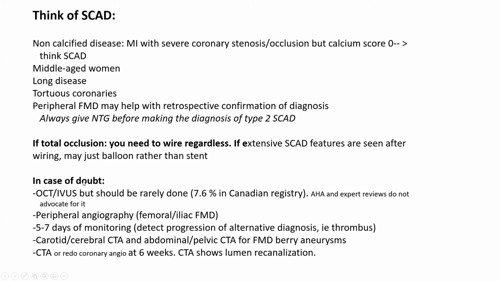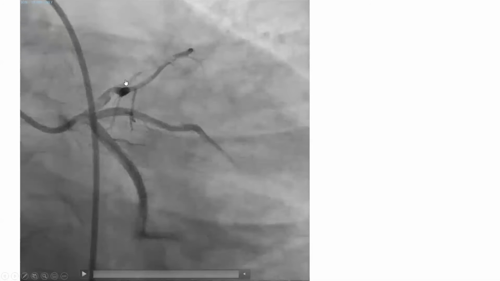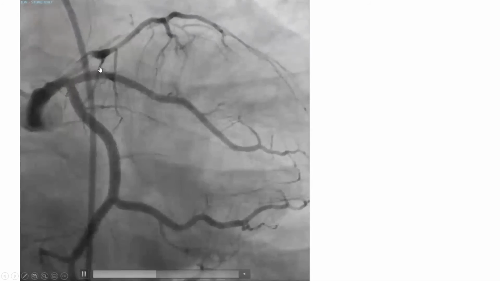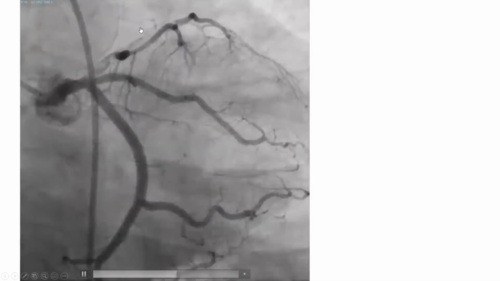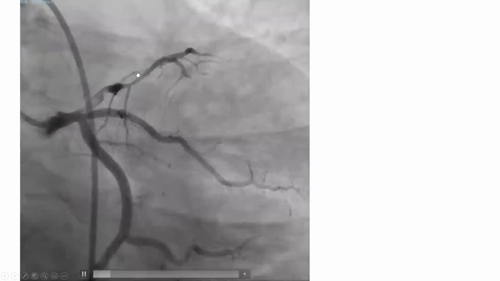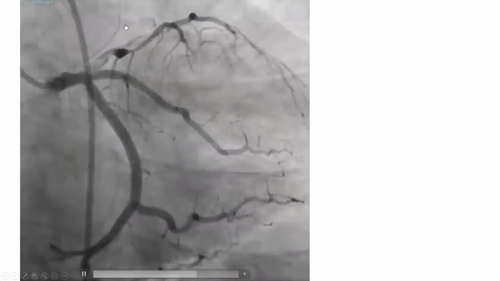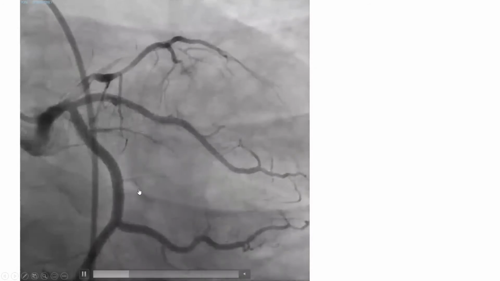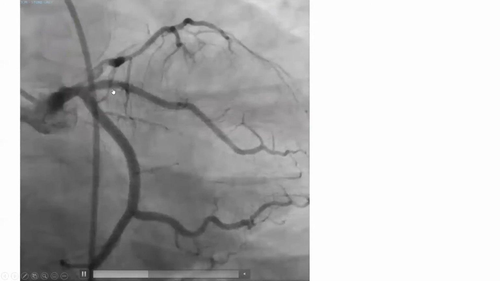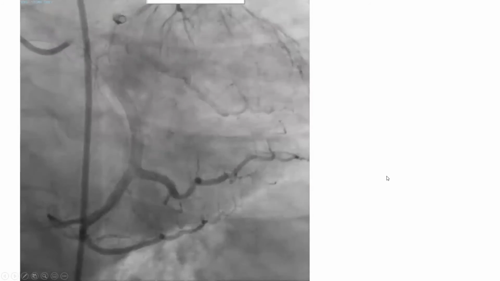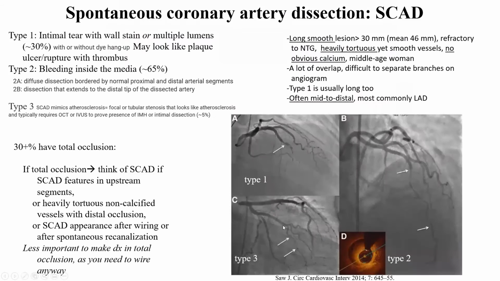Now, this is an important thing. What do you do in case of doubt? Like even in that first case that I showed you, she had all the features of SCAD. But if you had that appearance that you see in the proximal LAD also in the mid portion in that LAD diagonal, if you had that same appearance, not that double lumen appearance, I would have been concerned about the diagnosis in this patient. That looks like thrombus, maybe plaque rupture with thrombus.